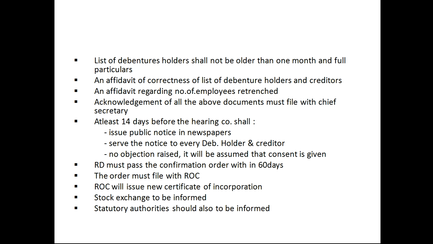An affidavit regarding the number of employees to be retrenched due to shifting of office must be filed. The acknowledgement of all the documents and returns must be filed with the Chief Secretary of the State Government and Union Territory. All these documents must be kept in safe custody and open for inspection. At least 14 days before, the company shall issue a public notice in local and English newspapers and serve the notice to each and every debenture holder and creditor for inviting their objections. If no objection is received, it will be assumed that the consent is already given.